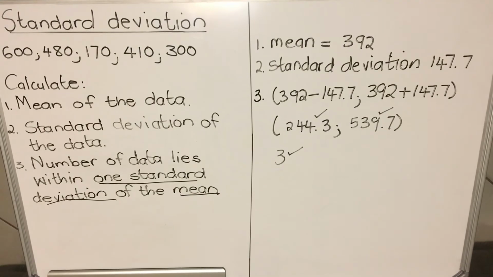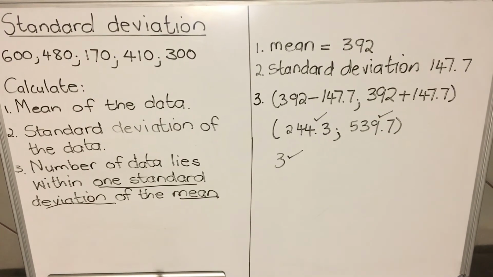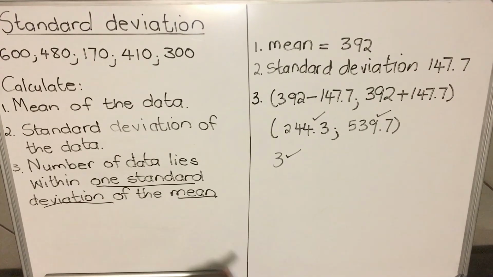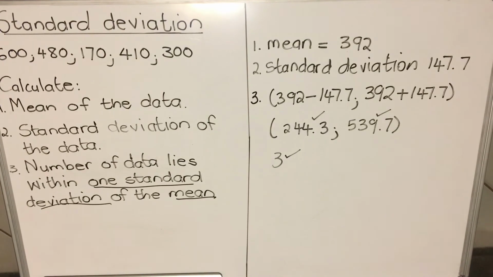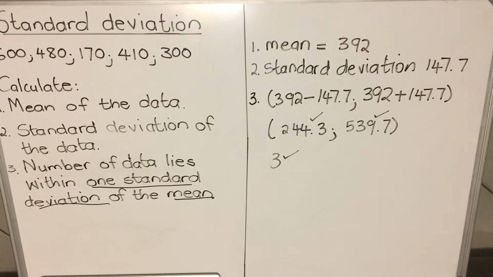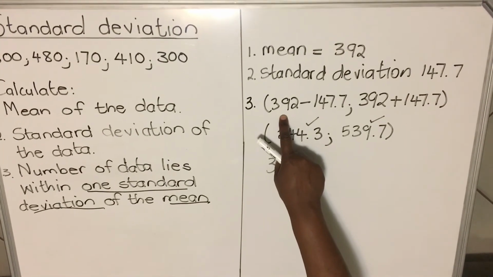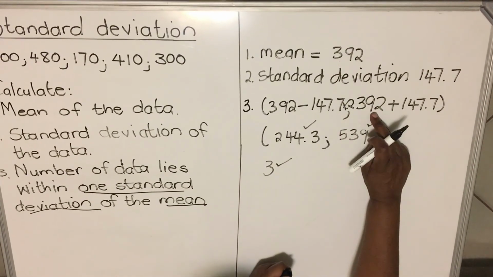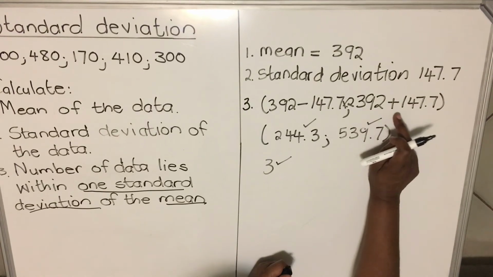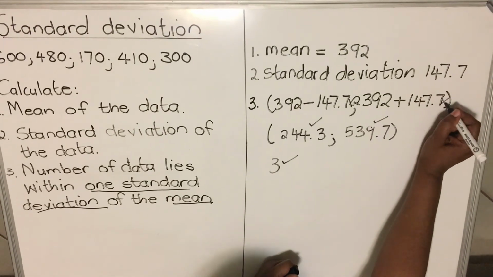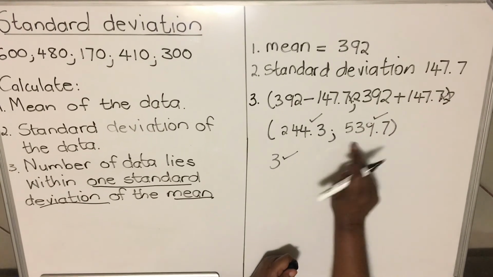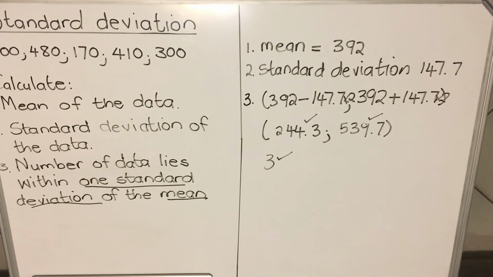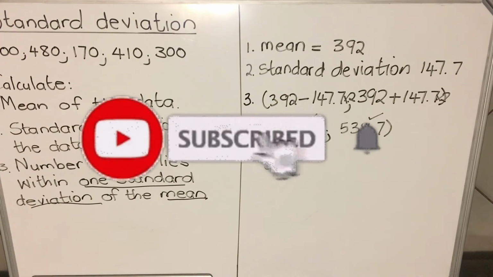Okay, now let's say you get a question that says calculate the number of data that lies within 2 standard deviation. When it says within 2 standard deviation, you're gonna have the mean minus the standard deviation multiplied by 2. Then the mean plus standard deviation multiplied by 2. Then the numbers that you're gonna get here are within 2 standard deviation of the mean. Same thing when you say 3, you multiply the standard deviation with a 3.